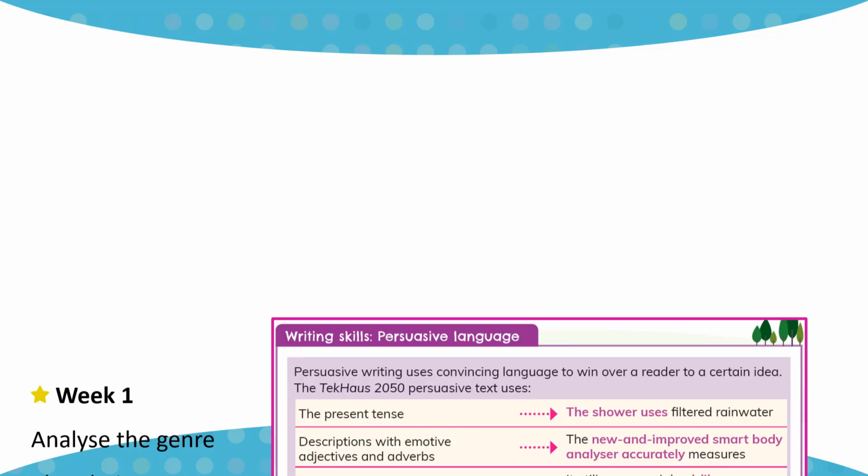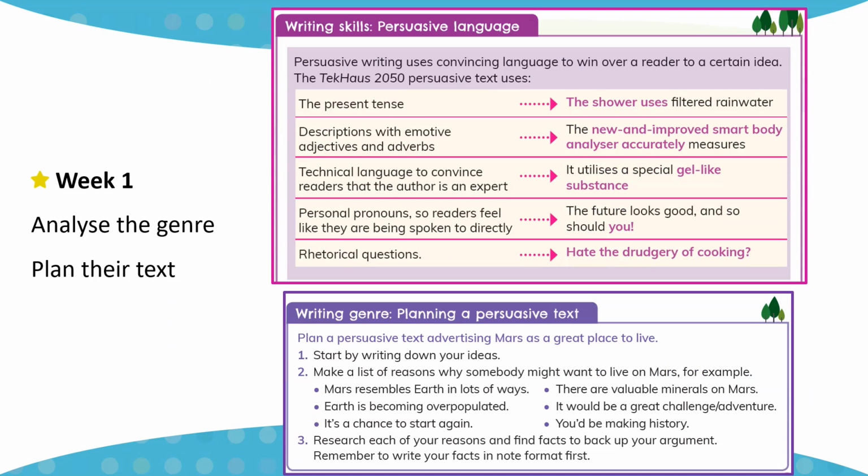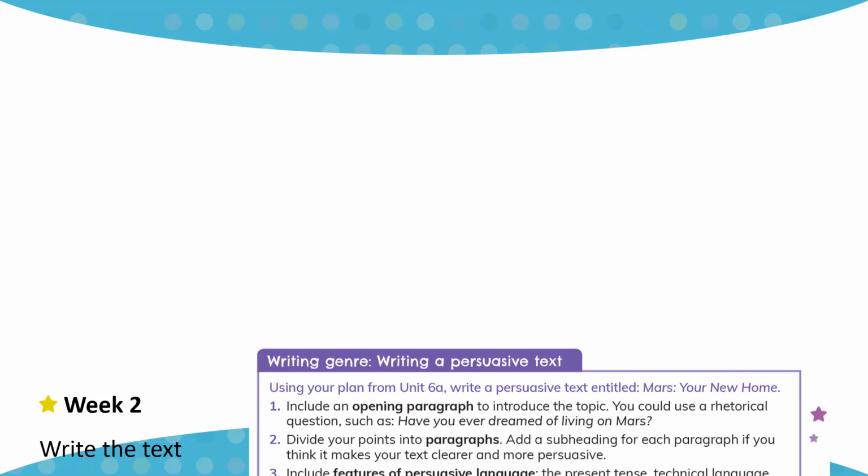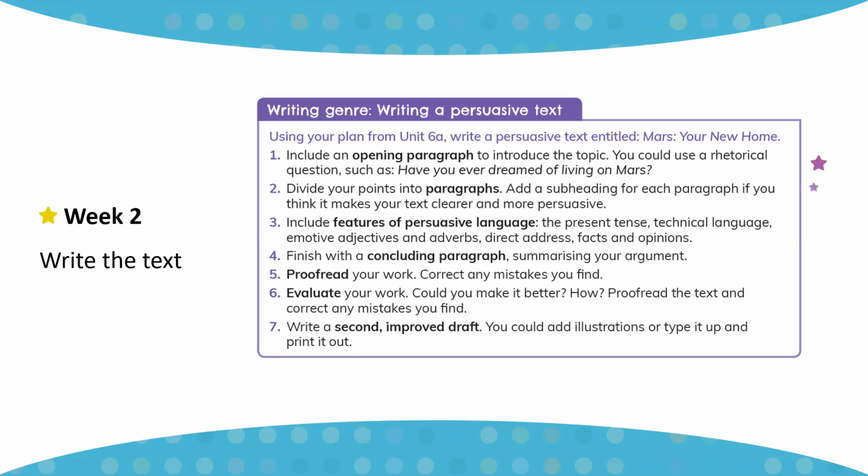Starlight 3rd to 6th class also has a very structured approach to teaching writing. In the first week, children analyse the genre and plan their own text. In the second week, they write their own text with scaffolded support.